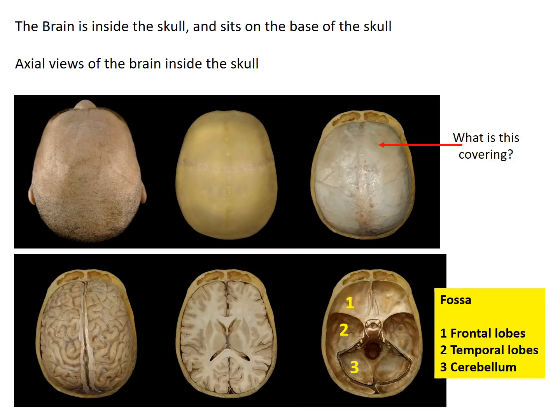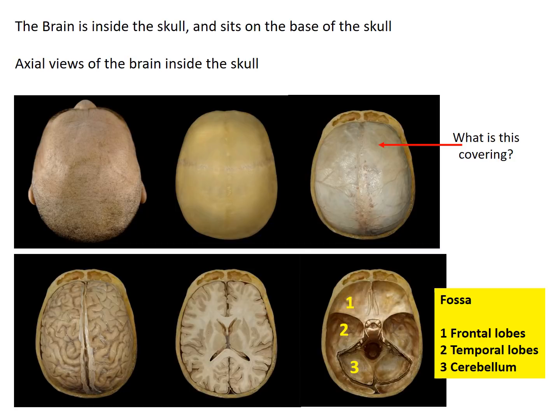There are some indentations, if you will, on the base of the skull referred to as fossa, and certain parts of the brain rest on those fossa. So going front to back, anterior to posterior, 1 being anterior, 3 being posterior, we have the frontal lobe fossa where the frontal lobes sit, the temporal lobe fossa where the temporal lobes sit. Remember, the temporal lobes are out laterally, the frontal lobes are out in front. Now be careful, at number 3, it's not the occipital lobe, it's the cerebellum.